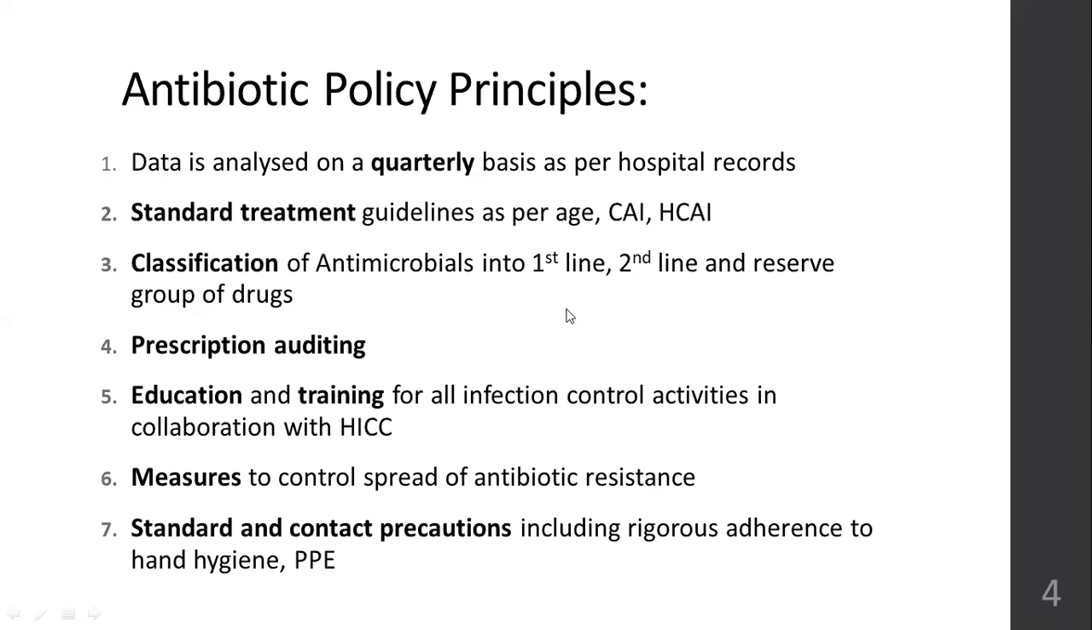Then standard and contact precautions should be followed, adhering to hand hygiene and using personal protective equipment. This is for the healthcare workers. It has to be followed. Isolation and cohorting of the patient whenever it is required. Training and education of healthcare workers, cleaning the environment, ensuring the environment is clean, patient-dedicated equipment should be used; categorize patient-dedicated equipment and general patient equipment. Sterilization and disinfection should be properly done. Surveillance should be done for each and every antibiotic resistance case that has come up.